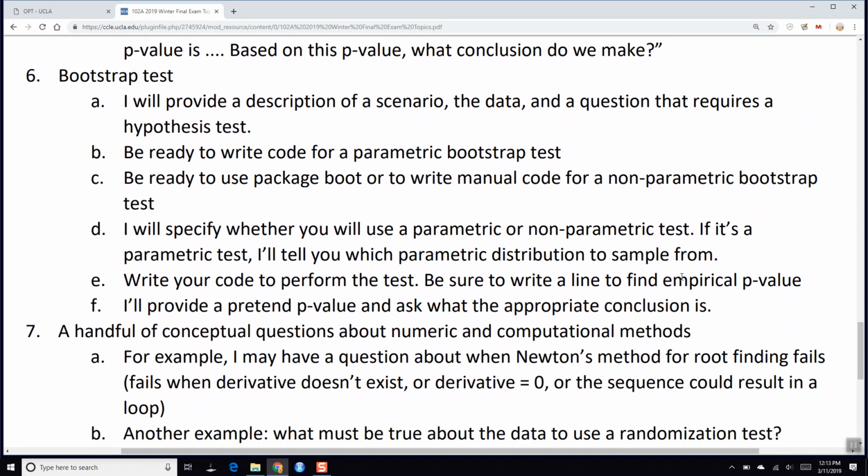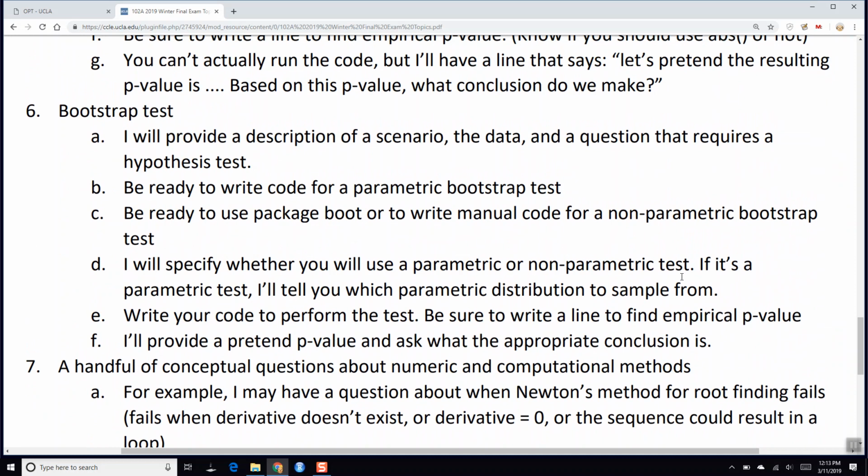And then the last is bootstrap, okay? And so the bootstrap, same kind of thing, okay? Be ready to write kind of code for either parametric or non-parametric bootstrap, okay? And so the parametric, you would write like draw values from rnorm or something like that. Yes? Will you tell us which distribution? Yes. So I think I write this right here. I will specify whether you will use parametric or non-parametric, and if it's parametric, I'll tell you which parametric distribution to draw from, okay?